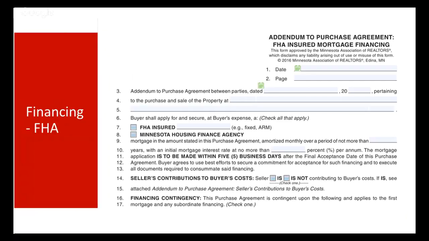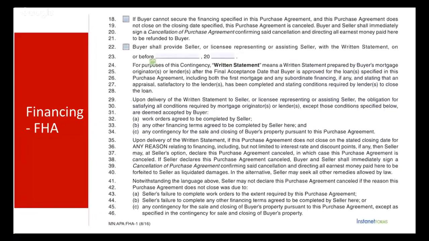Financing contingency. This purchase agreement is contingent upon the following and applies to the first mortgage and any subordinate financing. Box 1, box 2, it's the same exact thing. They've got the same options. Do we want to provide a commitment letter or not? Same discussion from the last financing addendum.